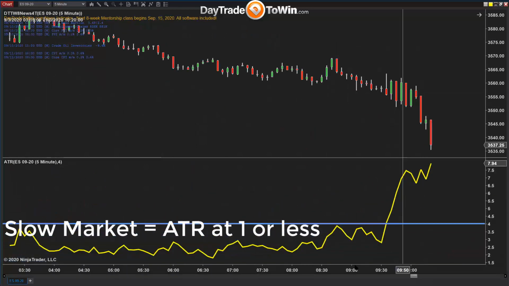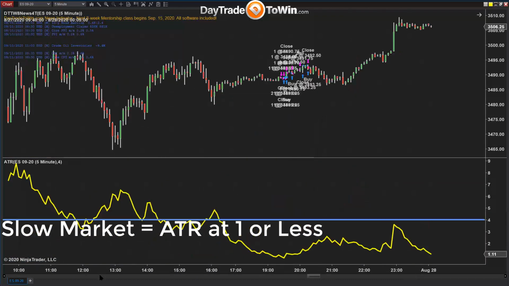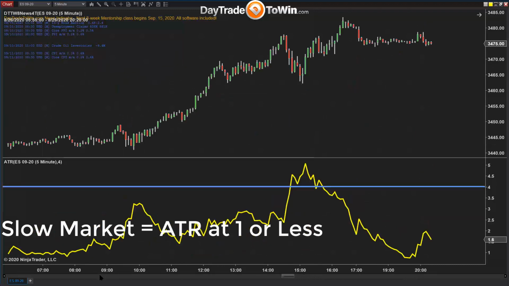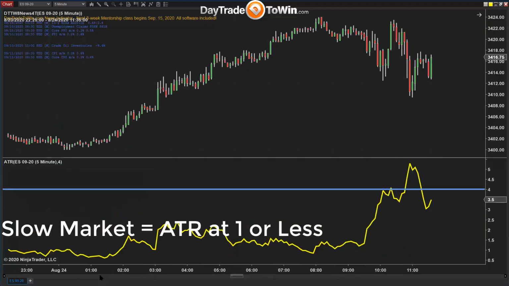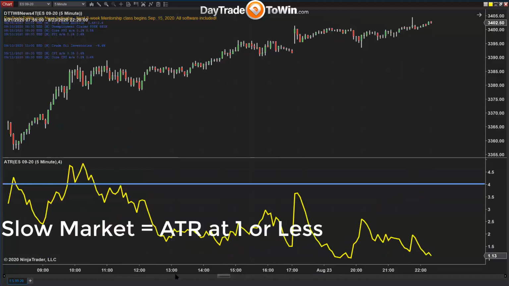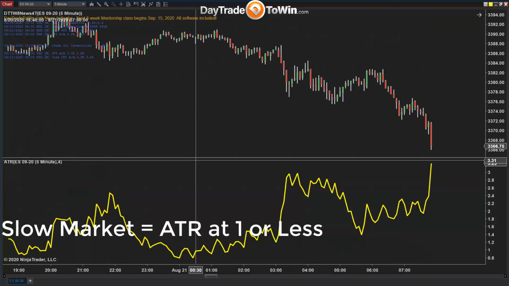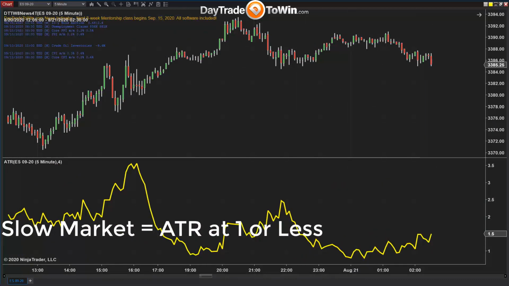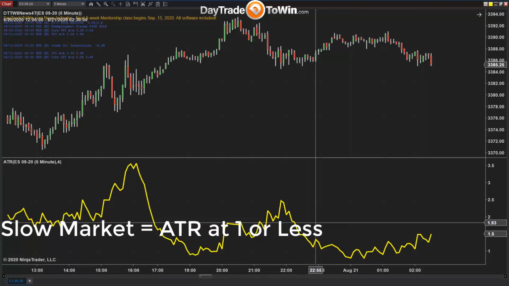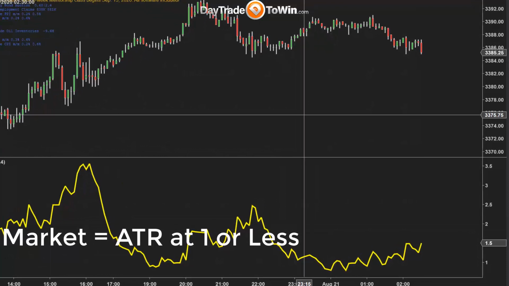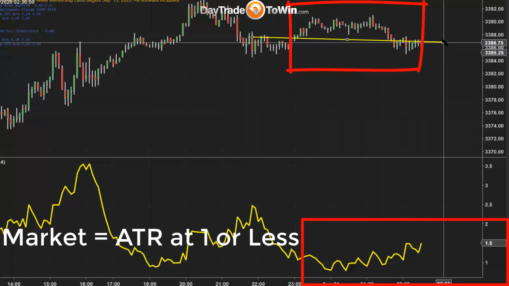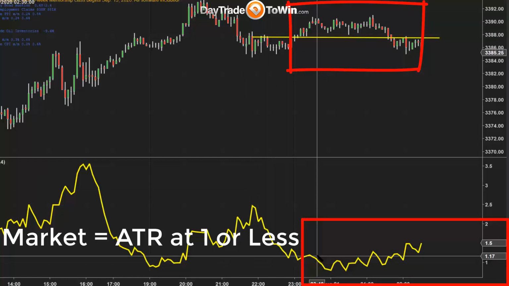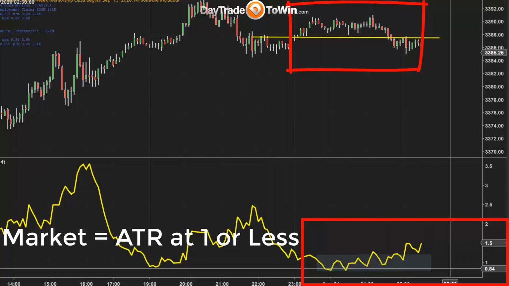Let me just go back here, looking for a day where the market is, in fact, slow. Well, what I would consider slow. Okay, all right. So here we have a situation where it's really a range, a chop, a whipsaw. The market is basically flat. And if you look here at the ATR, it's also very slow.